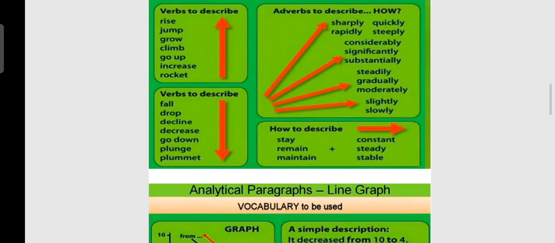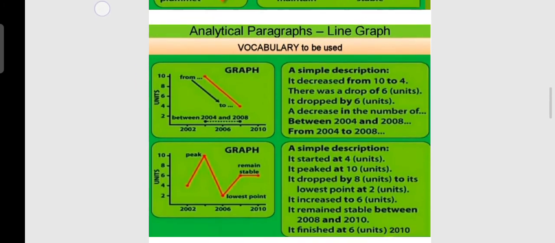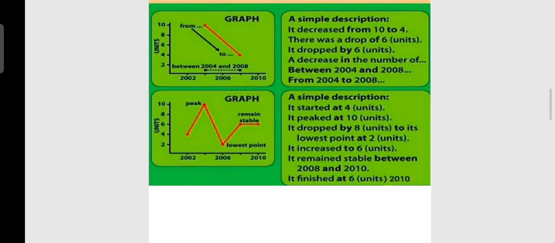And how to describe the stable lines? Like stay, remain, stay constant, remain steady, maintain stable. Okay, so all these lines can be described. And then you can see this kind of lines are also given. A simple description: first, if we look at the first one, between 2004 and 2008. So this is a simple description. It decreased from 10 to 4. There was a drop of 6 units.